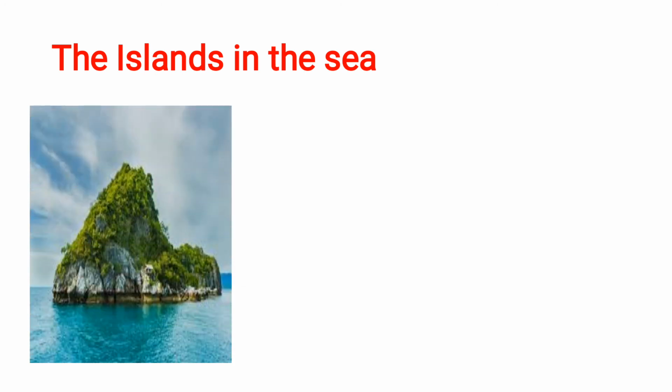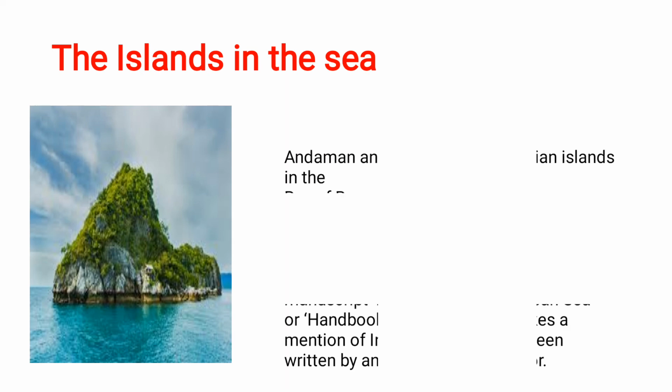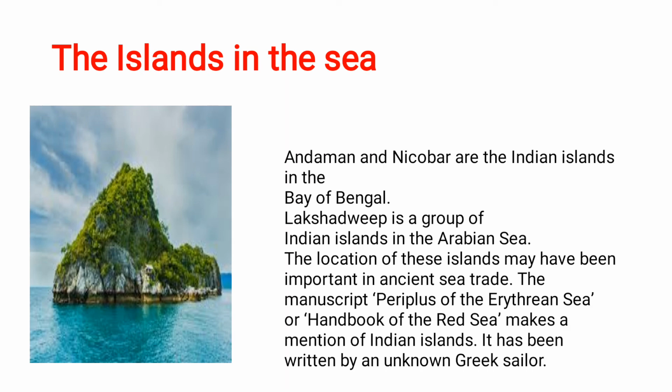Now the next region is islands in the sea. See how beautiful it is, a land in between the sea. As we have learned in the third slide, Andaman and Nicobar are islands in the Bay of Bengal, and Lakshadweep is a group of Indian islands in the Arabian Sea.